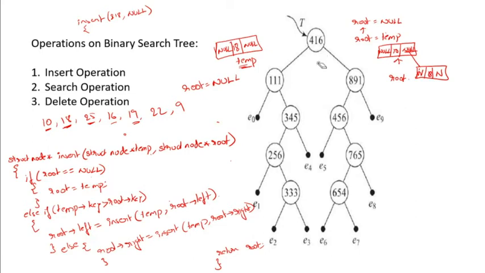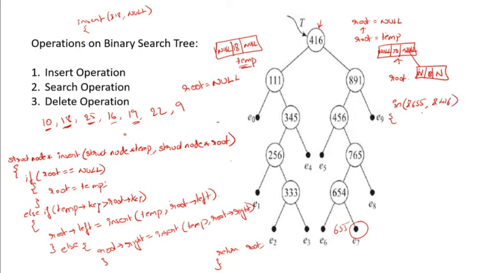Let me give you an example. For this particular tree, I want to insert, let me take 655. Okay, 655 is what I am trying to insert. Initially, I will call insert of address of 655 comma root. What is root? Root is pointing to 416. So I say address of 416.